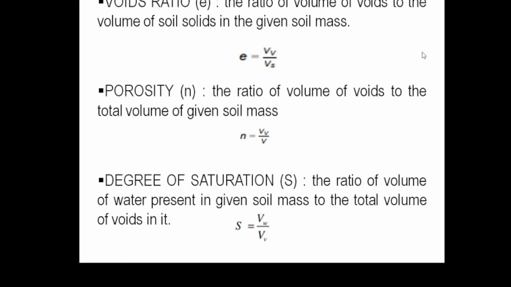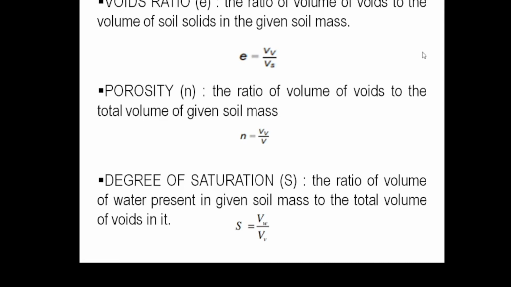So the first one is nothing but the voids ratio. It is denoted by the letter small e. It is nothing but volume of the voids to the volume of the soil solids in the given soil mass. Second, we have the porosity, which is denoted by the letter n. It is ratio of volume of the voids to the total volume of the soil mass.